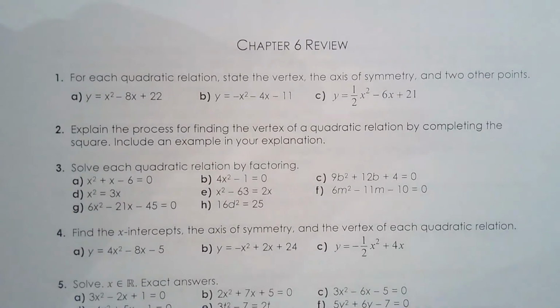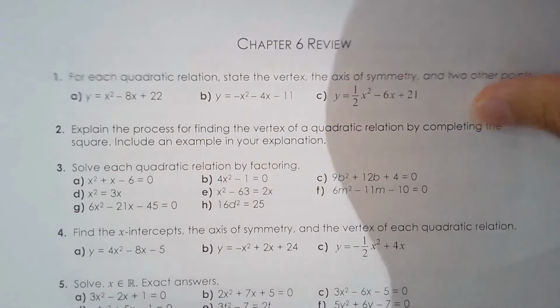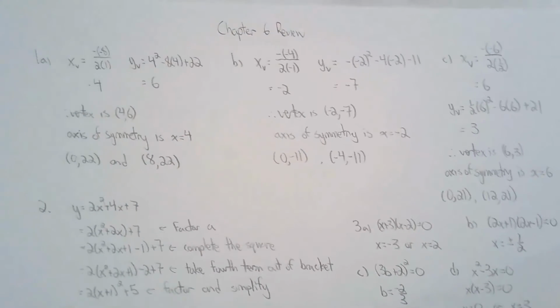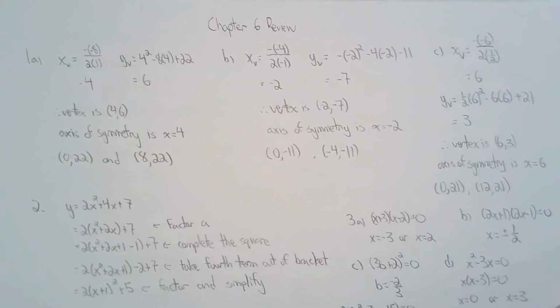In this video, we'll take up the Chapter 6 review homework sheet. So for the first question, it asks us to state the vertex, the axis of symmetry, and two other points.